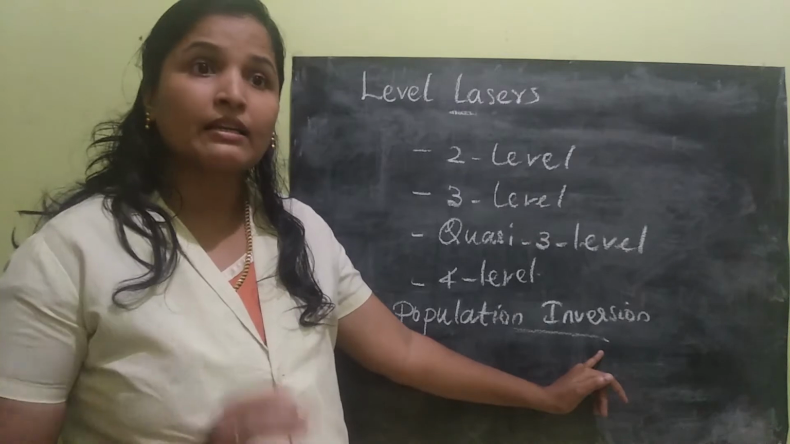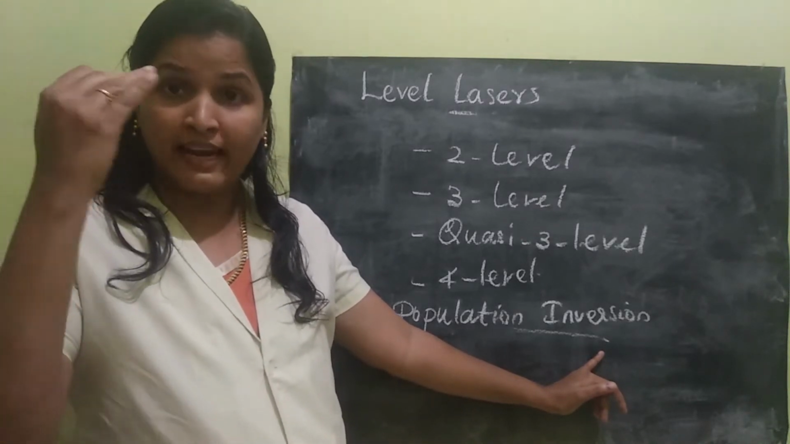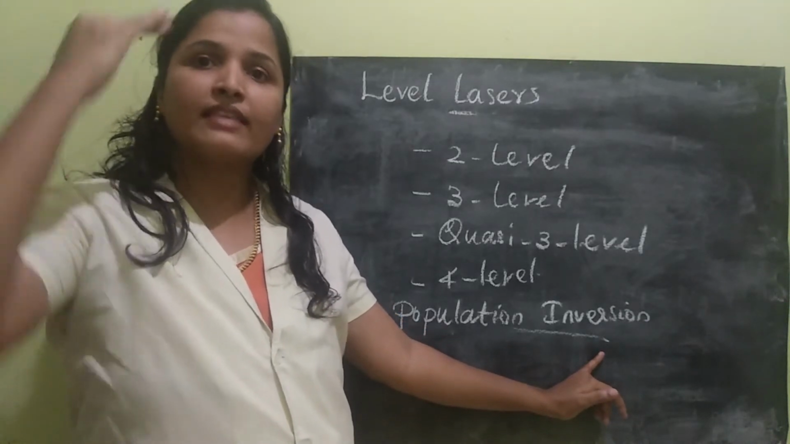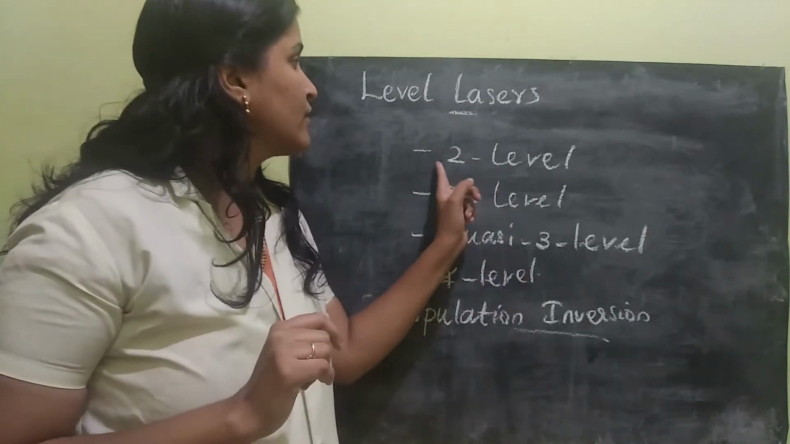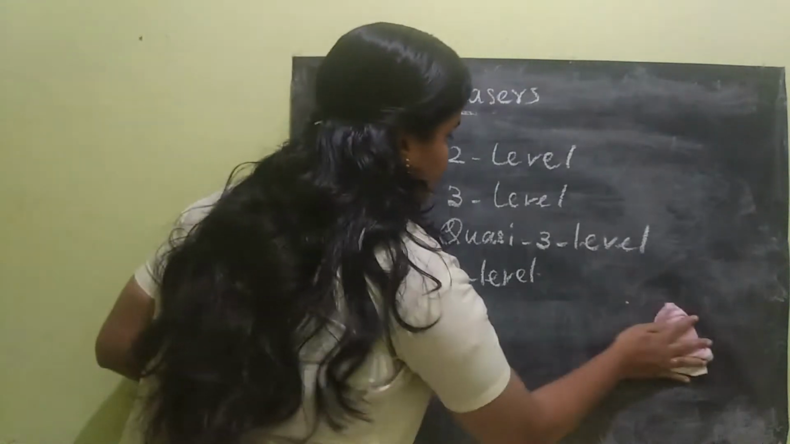I repeat, achieving a higher number of electrons in the higher energy state than the lower energy state. Fine. Now we'll study the first type, which is the 2 level laser.